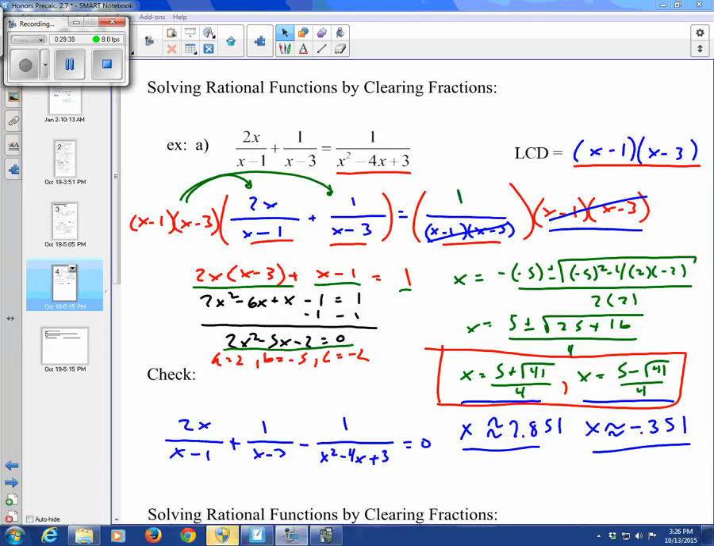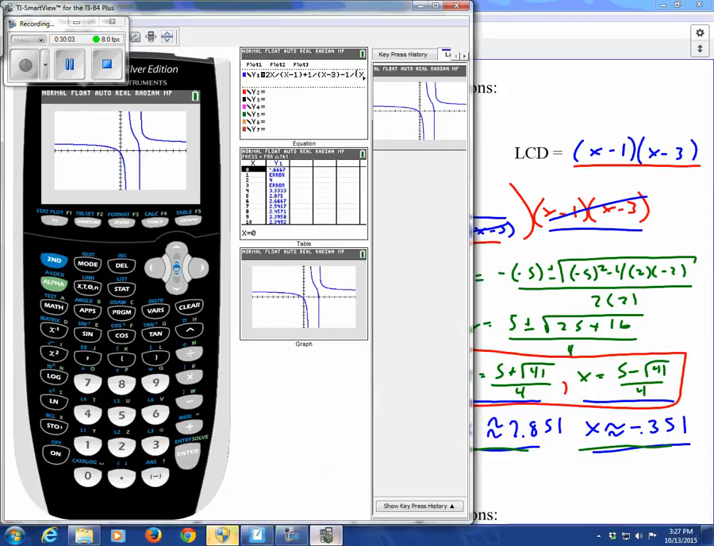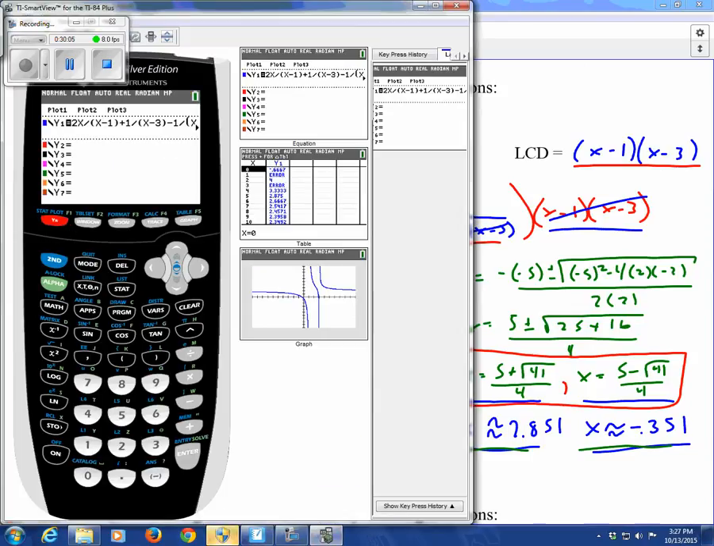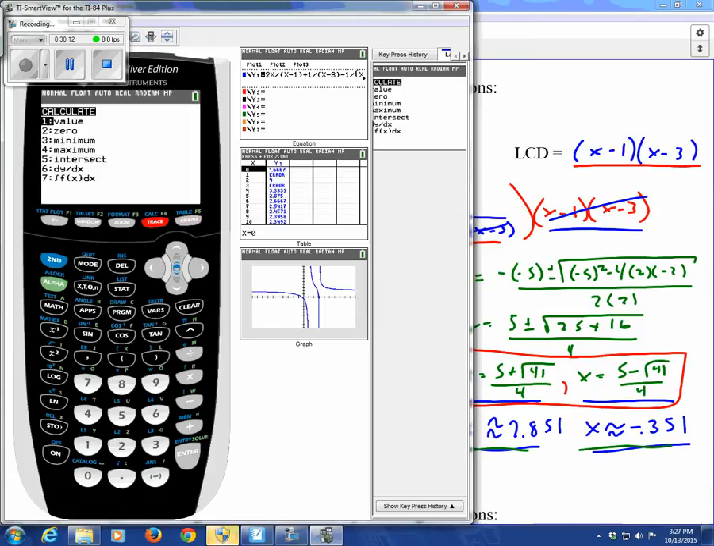Now if I take my original equation here and set it equal to 0 by subtracting 1 over x squared minus 4x plus 3 from both sides, I can turn it into a function y equals. Type this into the calculator and see if I come up with these two solutions as x-intercepts. So taking up my calculator, type this in. And then when I graph it, I've got x-intercepts that look like they're pretty accurate, and we can test them out by finding those zeros.